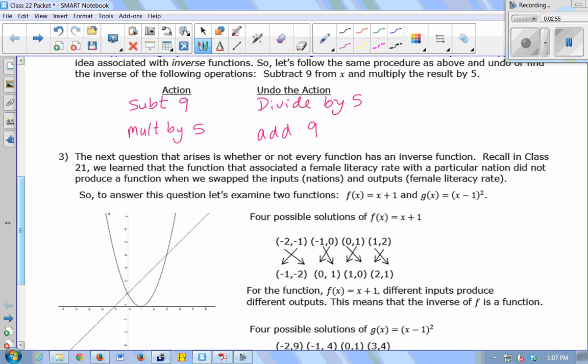Okay, so the next question that arises is whether or not every function has an inverse. We talked about this a little bit in class 21, right? We learned that the function that associated female literacy rate with a particular nation didn't produce a function when we swapped inputs and outputs, right? Because there were two nations that had a 99% literacy rate, so that made it not a function.